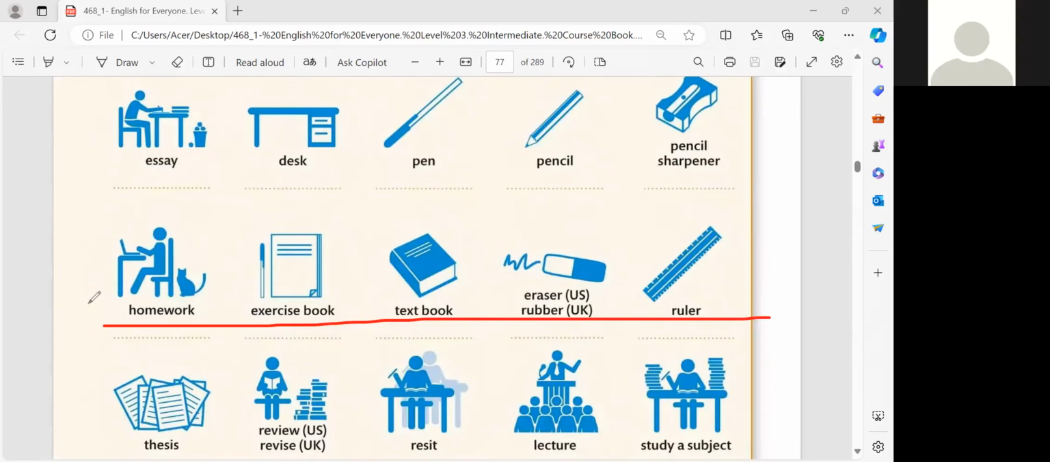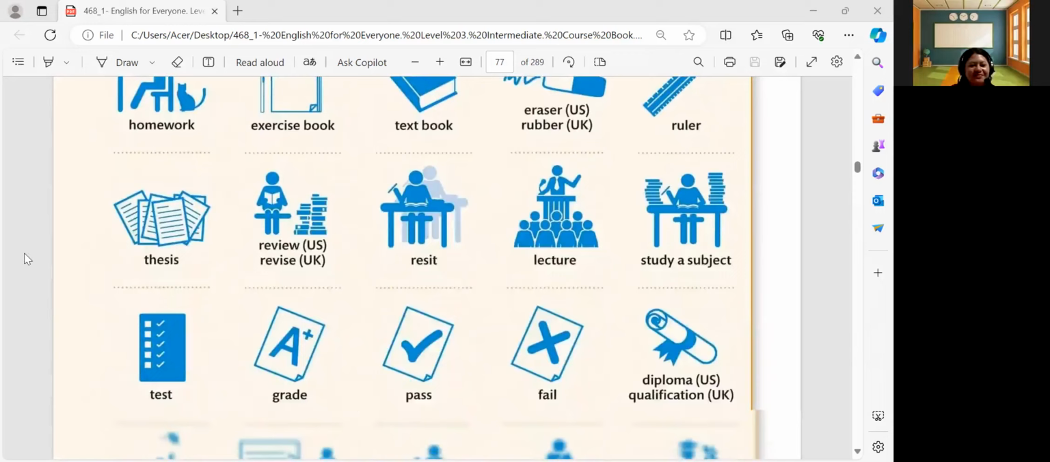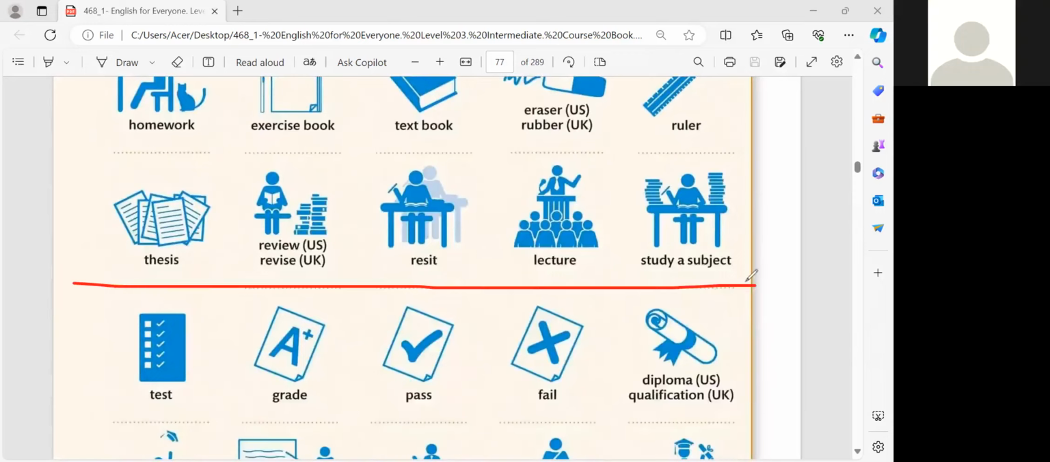Ruler. Okay, do you like ruler? Right? How about the next one? Thesis, review, revise, receipt, lecture, study a subject. Okay, very good.